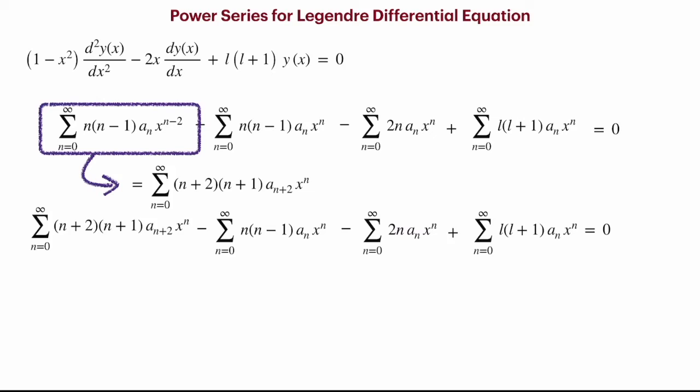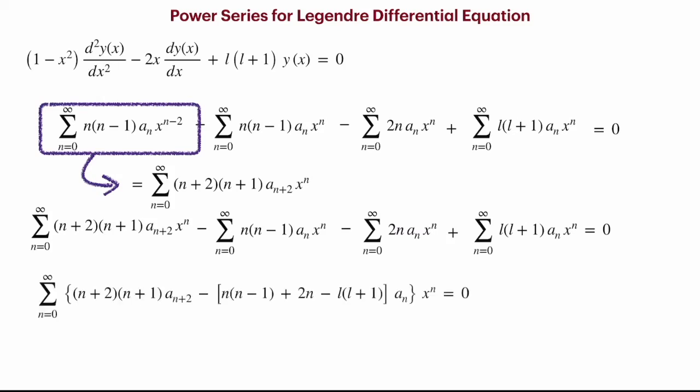So this can now be combined and written as a single term, which goes as the sum for n going from 0 to infinity of [(n+2)(n+1) a_(n+2) minus n(n-1) plus 2n minus l(l+1) a_n] x to the power n is equal to 0.